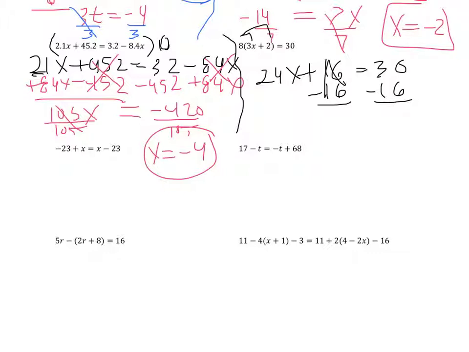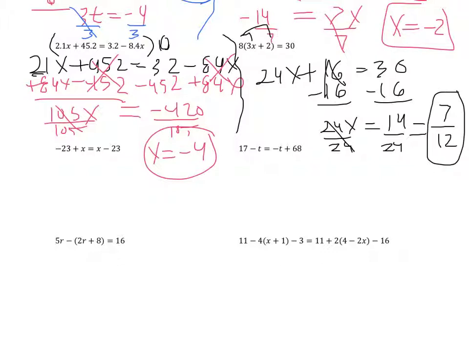These cancel out, so we get 24x. 30 minus 16 is going to give us 14. Divide by 24. So we get x equals 14 24ths, which can simplify to 7 twelfths. And that's the answer we're looking for right there.